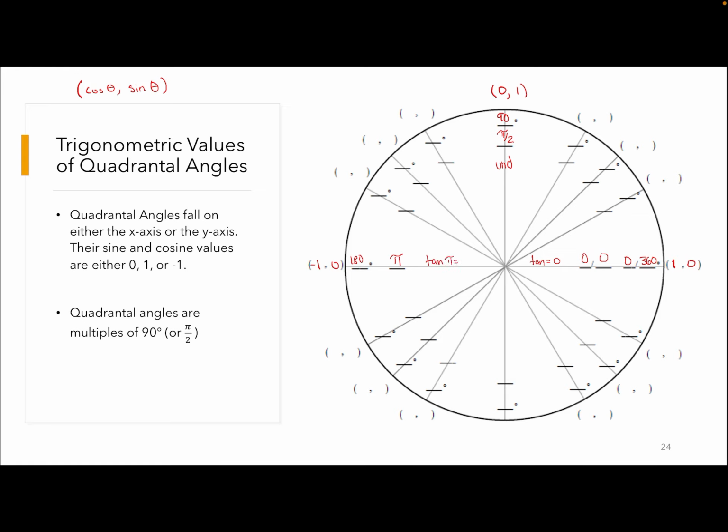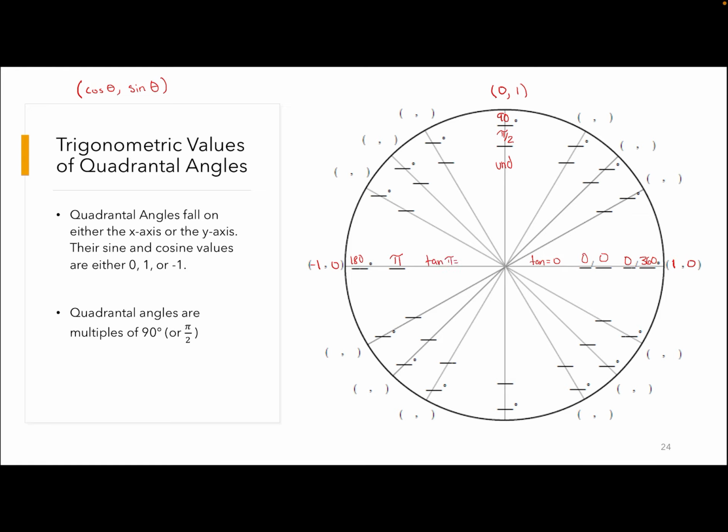And then the last quadrantal angle that we have is 270 degrees. So 270 in radians is 3 pi divided by 2. And that tangent is also undefined. So tangent 3 pi over 2 is, all right, we're going to write the empty set. That also means undefined. And the coordinate is (0, -1).